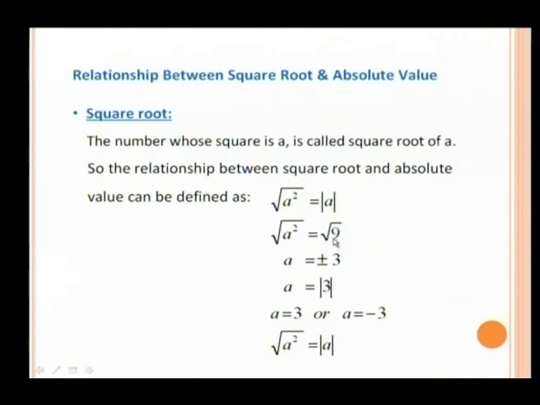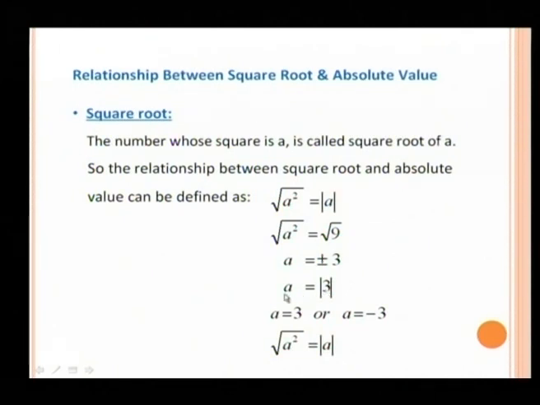For an example, we would consider a squared equal to 9, so this 9 would be considered as a square. Here, by applying the square root on both sides, on the left hand side we would have a, and on the right hand side we would have plus or minus 3. Now this a would become |3|, because we consider the modulus as positive 3 and negative 3 as well.